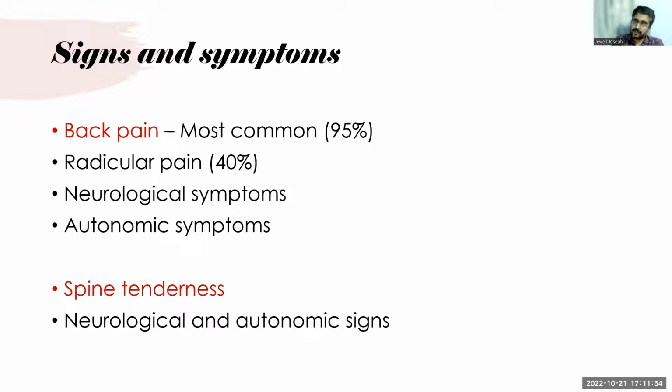The second thing is radicular pain, because there may be some irritation of nerve roots. It can occur in 40% of patients. Then come the neurological symptoms and autonomic symptoms like bowel and bladder dysfunction. There may be spine tenderness on clinical examination where there is a fracture or something. On examination, there may be neurological and autonomic signs: a decrease in power, a change in the reflexes, loss of sensation, loss of tone. Again, bladder and bowel disturbance, all those things can be there.